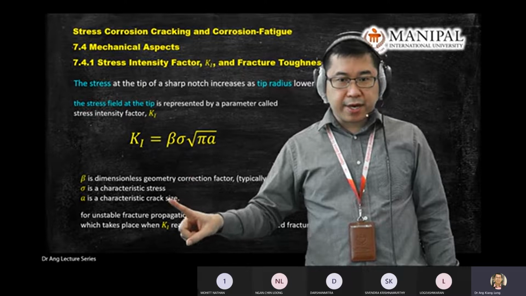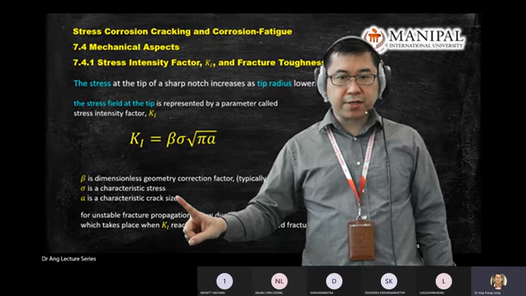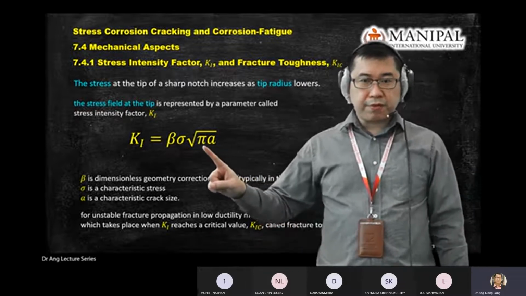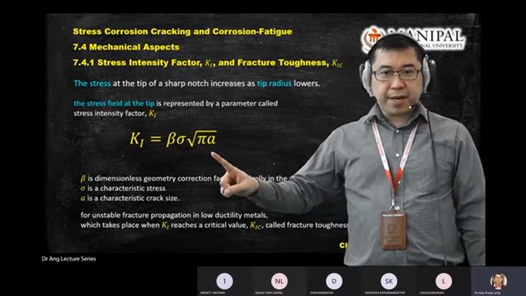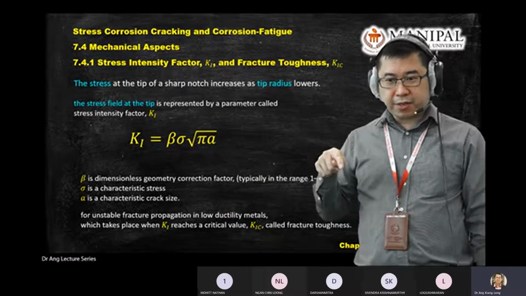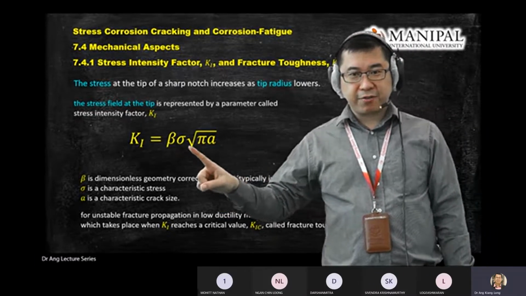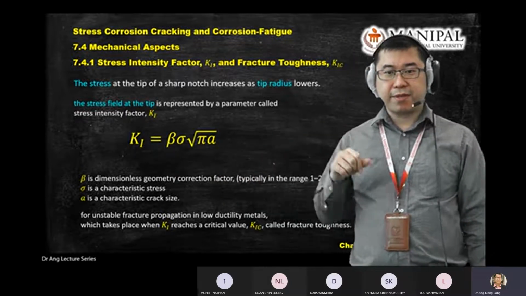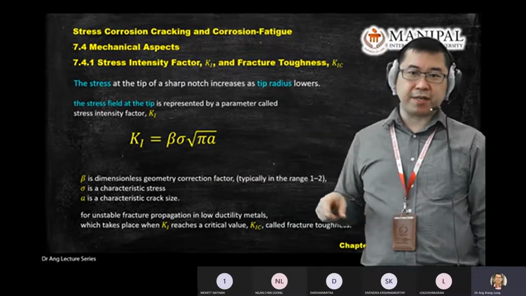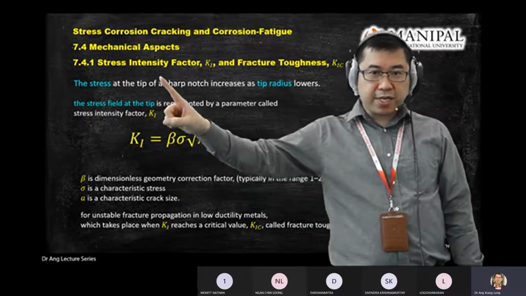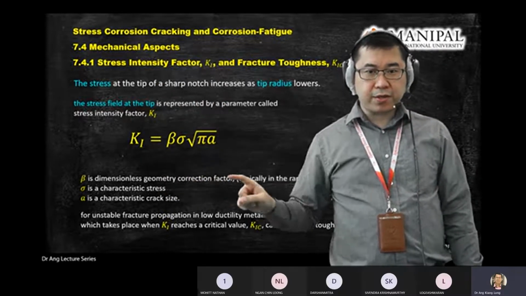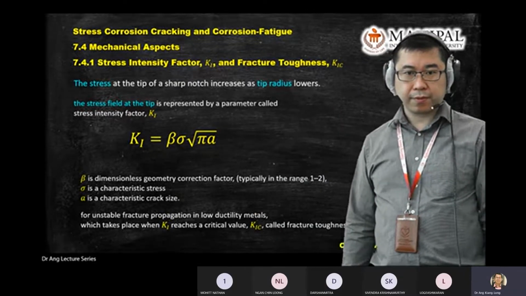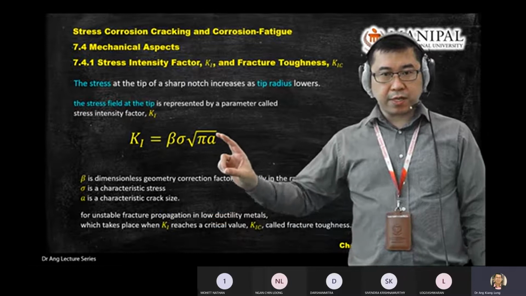A is the crack size. If you see pi in the equation, normally you have a round shape or round curve or something. So the stress intensity factor is given by this equation. This is a general equation.